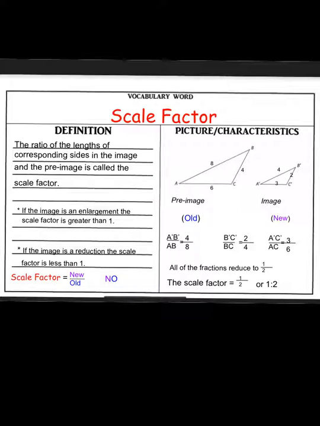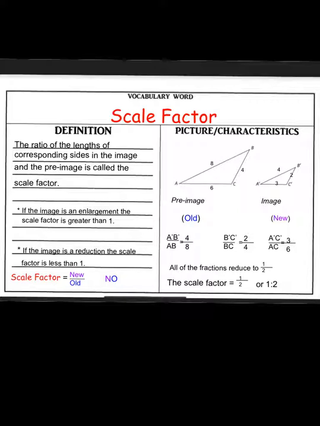The very last side, I have A prime, C prime. A prime, C prime is again the new. We always start with the new, the result of the dilation, which is 3 in length, and that matches the side AC, which is 6 in length. So that gives us 3 over 6. So all of my fractions reduce to this number, which is my scale factor, which in this case is 1 over 2, or a half. So my scale factor is 1/2.